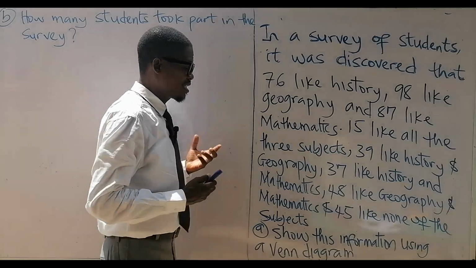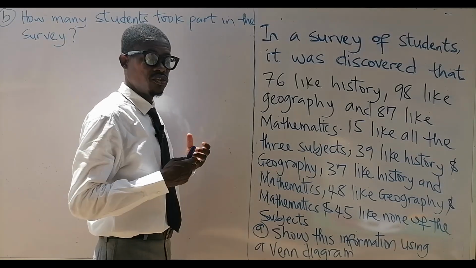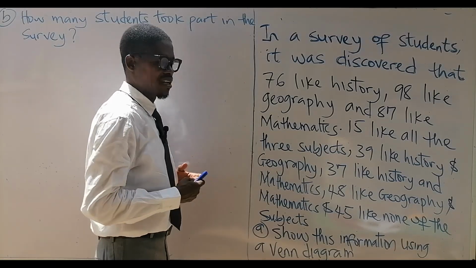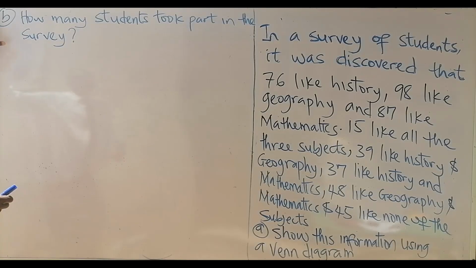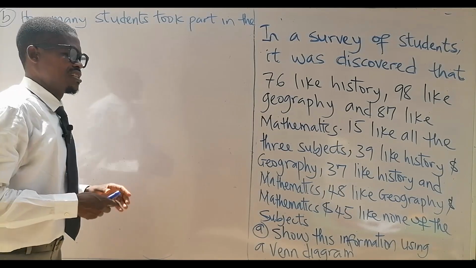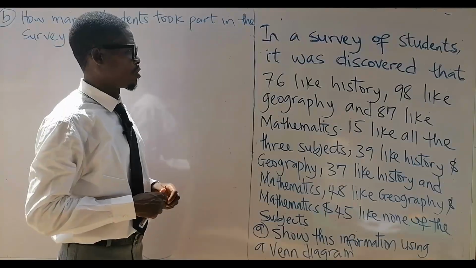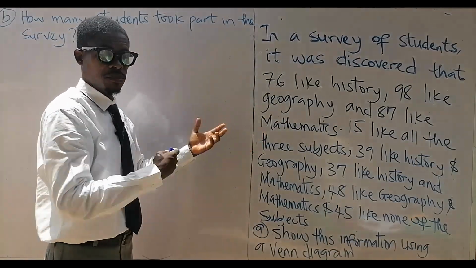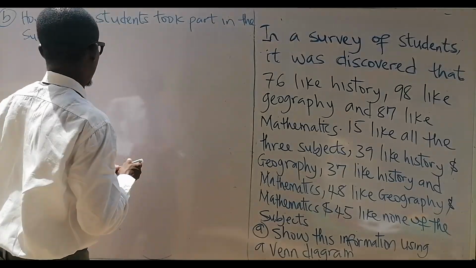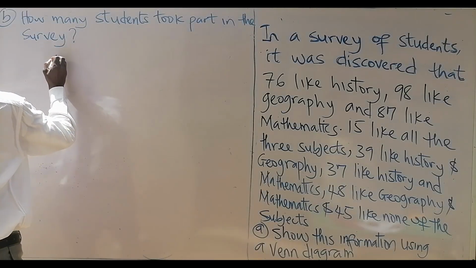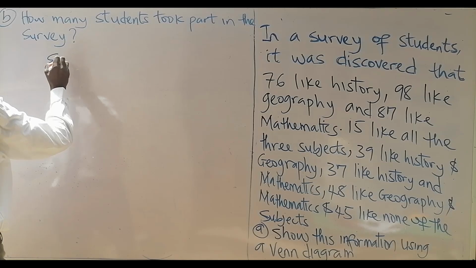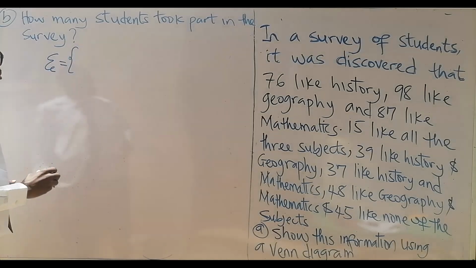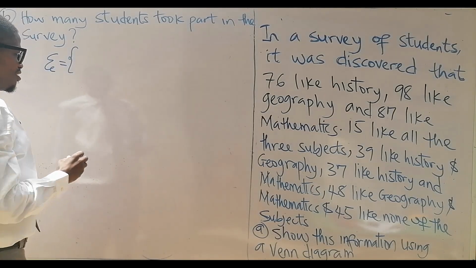A. Show this information using a Venn diagram. And the second part, the B part, how many students took part in the survey? Okay, and the first thing we are going to do is to give notation for this information. The first one is, let the universal set be the set of those who took part in the survey.